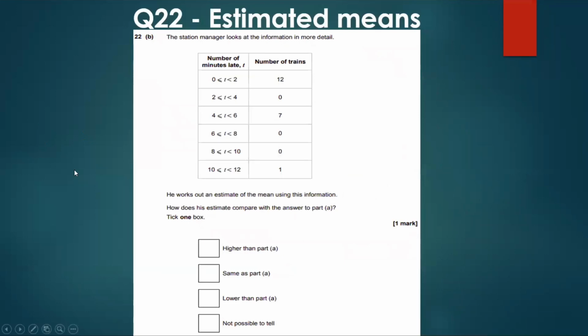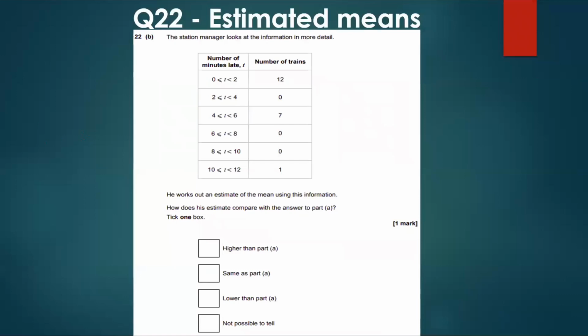22B then says the station manager looks at the information in more detail. So you've got, again, the number of minutes late, but my intervals here are a little bit different, and actually I've got more data. It says he works out an estimate of the mean using the information. How does his estimate compare with the answer to part A?